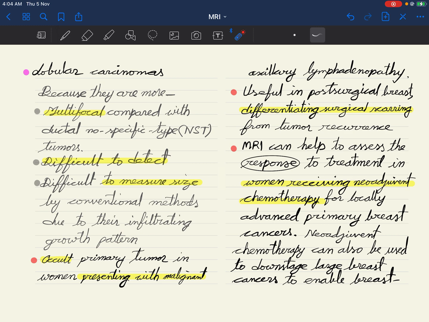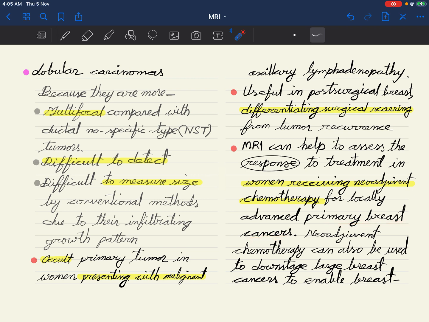Breast MRI is also useful where occult primary tumor is present in women who present with malignant axillary lymphadenopathy. Breast MRI is also useful in post-surgical breast to differentiate surgical scarring and tumor recurrence. MRI can help to assess the response to treatment in women receiving neoadjuvant chemotherapy for locally advanced primary breast cancers.